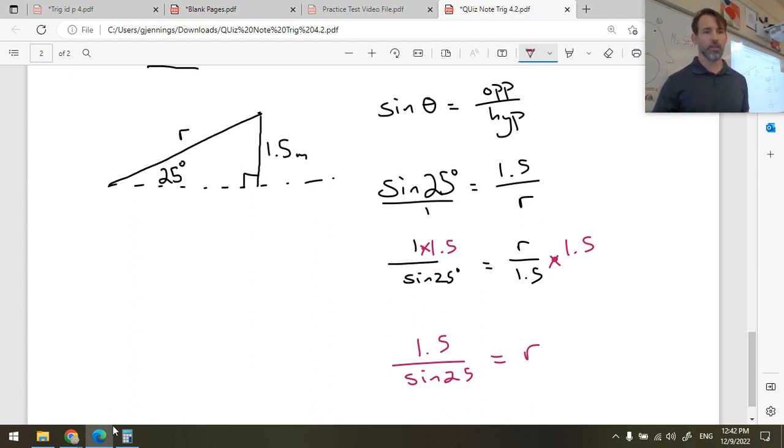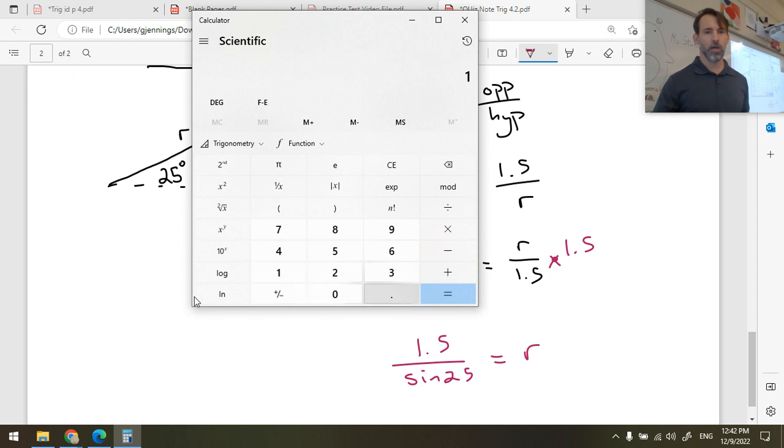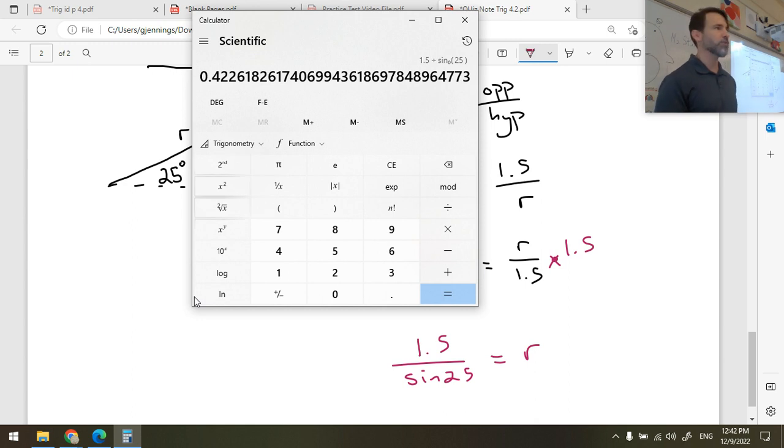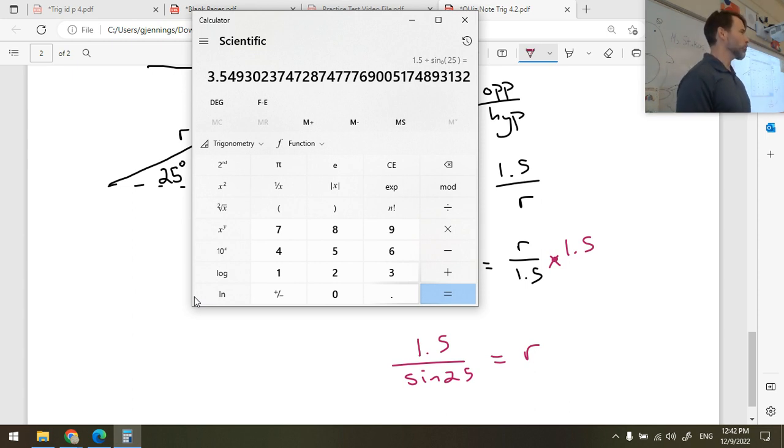So that's great. We're going to find the ramp length with that expression. 1.5 divided by sine of 25. Oh, it turns out to be 0.42. I thought maybe 0.35, so I was kind of wrong there. And then I push equals. The ramp can be 3.5, really we kind of want to round up here.